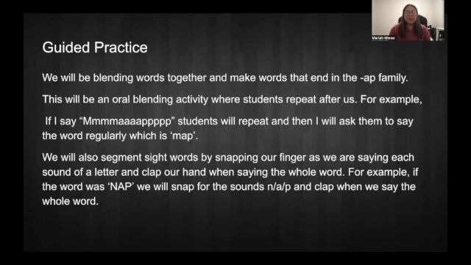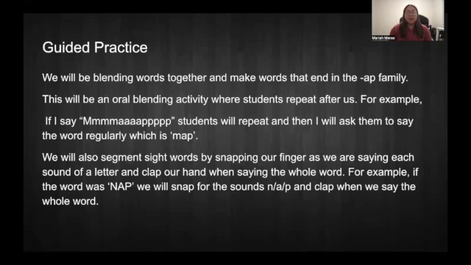Now, instead of saying the word map, we are gonna say the word tap. So watch me. Tap. Can you guys do it with me? Tap. Tap. Good job. Once more. Tap.